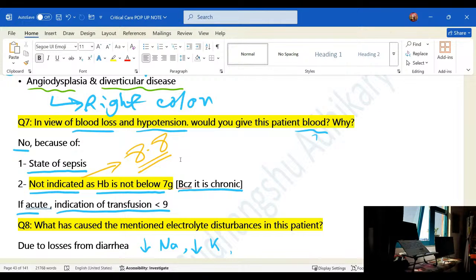Because in this case the hemoglobin is 8.8. The indication for blood transfusion in chronic blood loss is hemoglobin less than 7, and in acute blood loss, transfusion is indicated when less than 9.